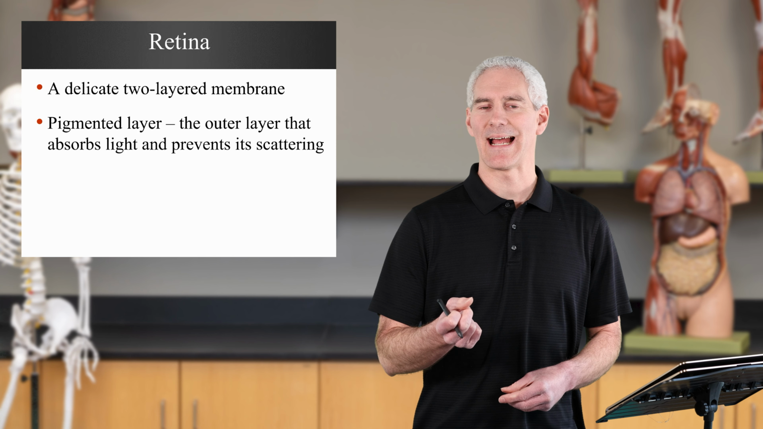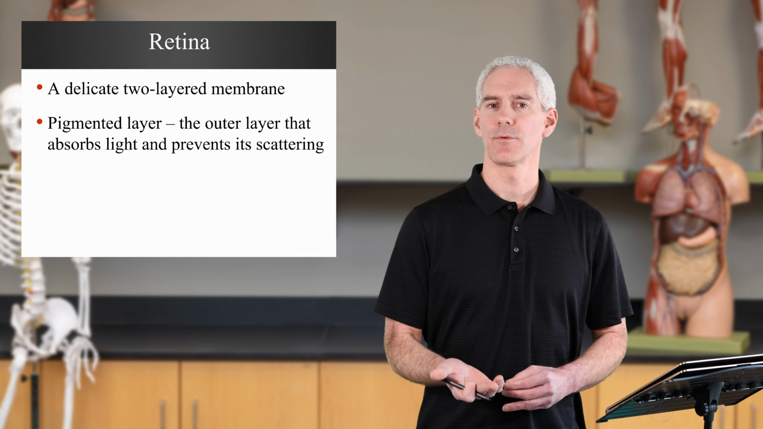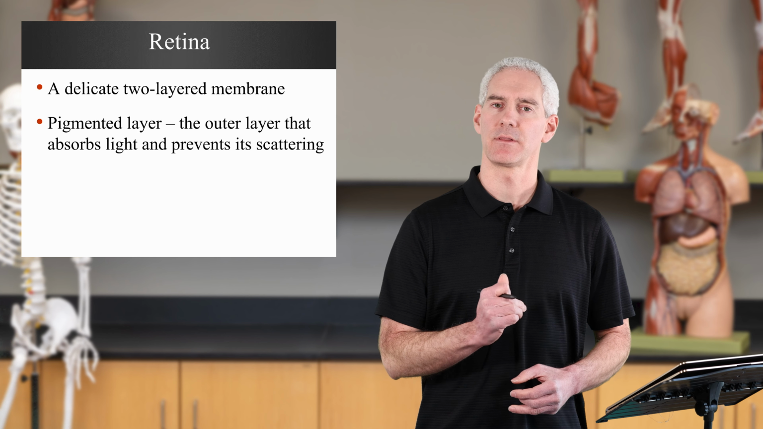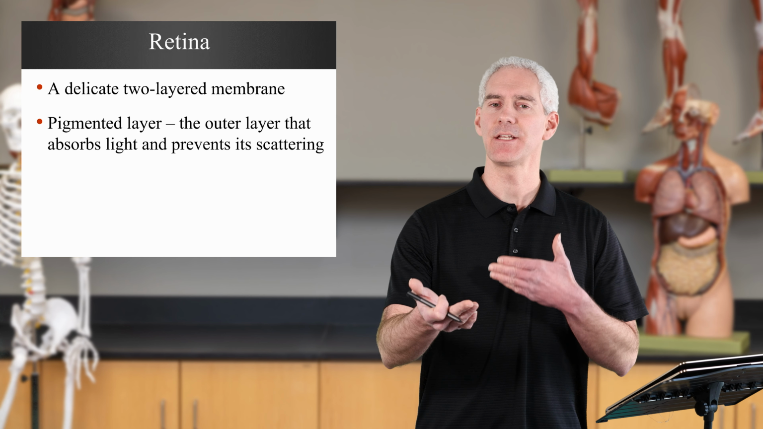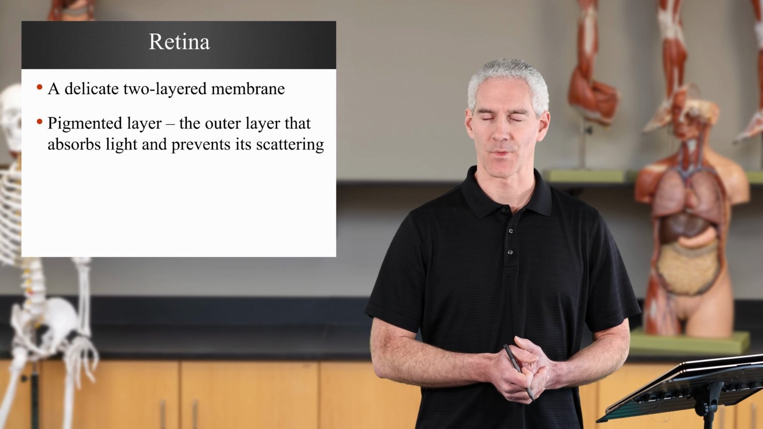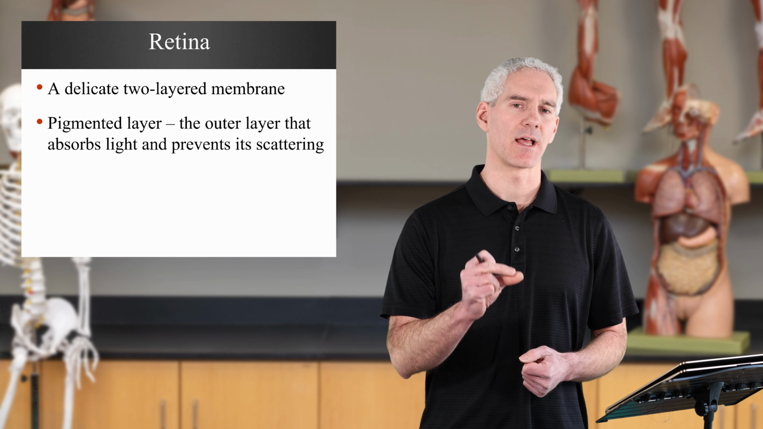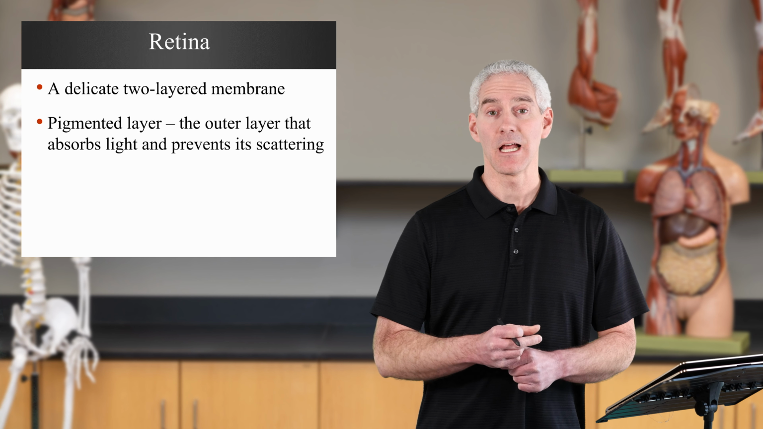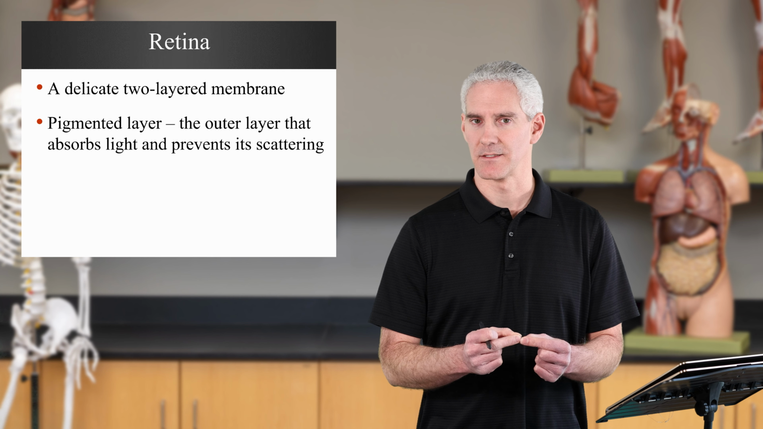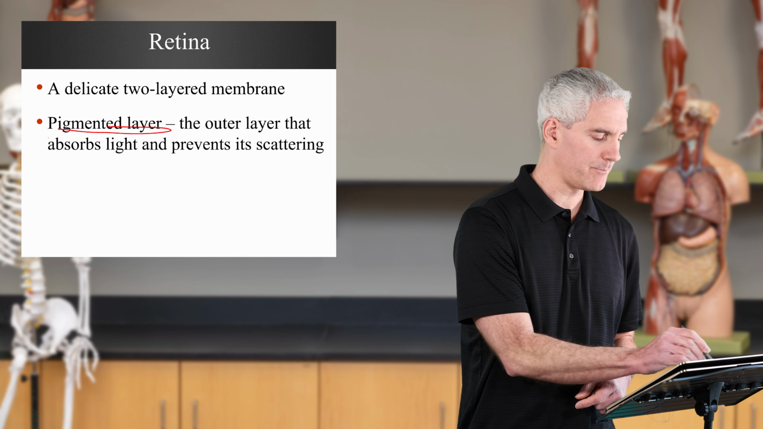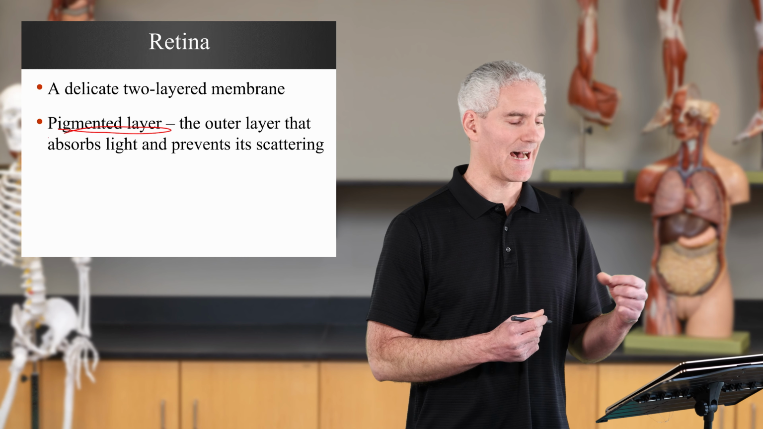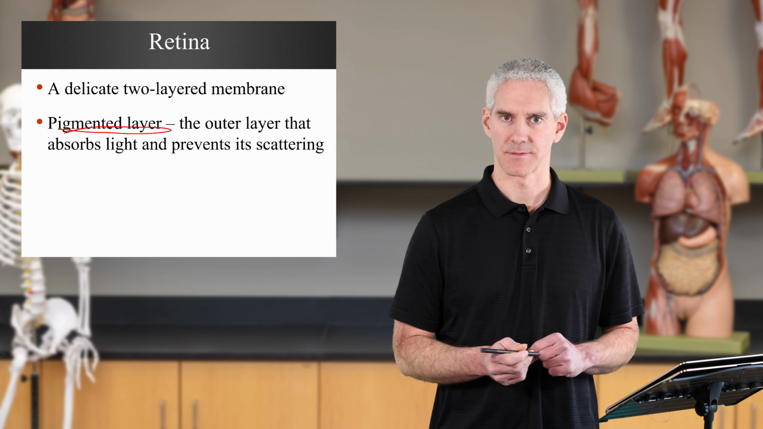Looking a little closer at the retina. Now we know the retina was the internal of the three layers we already mentioned. But the retina itself is actually a two-layer system. So you have two different layers that make up the retina. Now both these layers are very thin, but the first layer is the pigmented layer. Now the pigmented layer is the outer layer that's absorbing light.